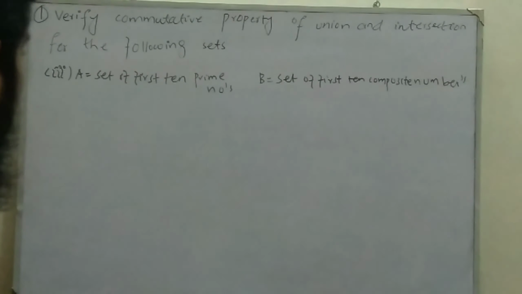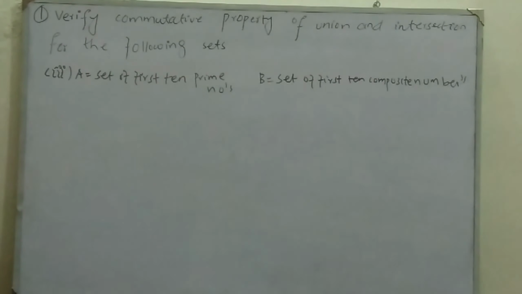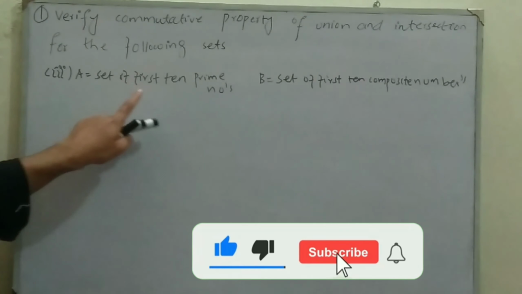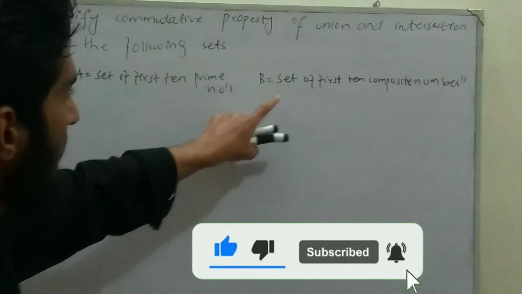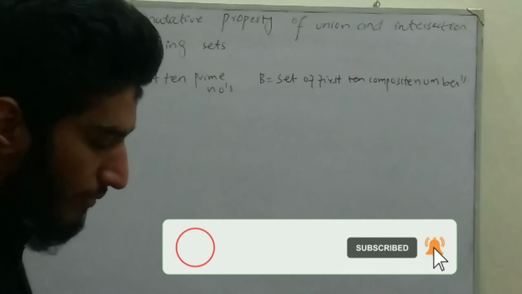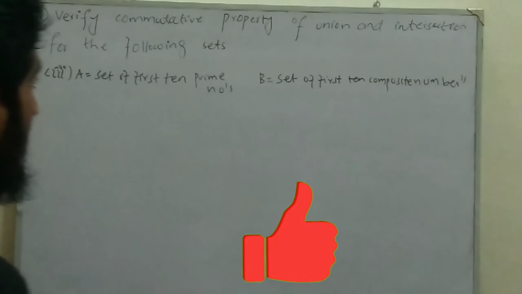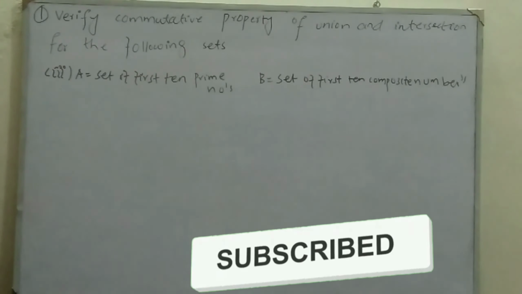Now the third and last part of today's lecture, question number 1. It tells that A is the set of first 10 prime numbers and set B is the set of first 10 composite numbers. Then find or verify the commutative property of union and intersection for these two sets.